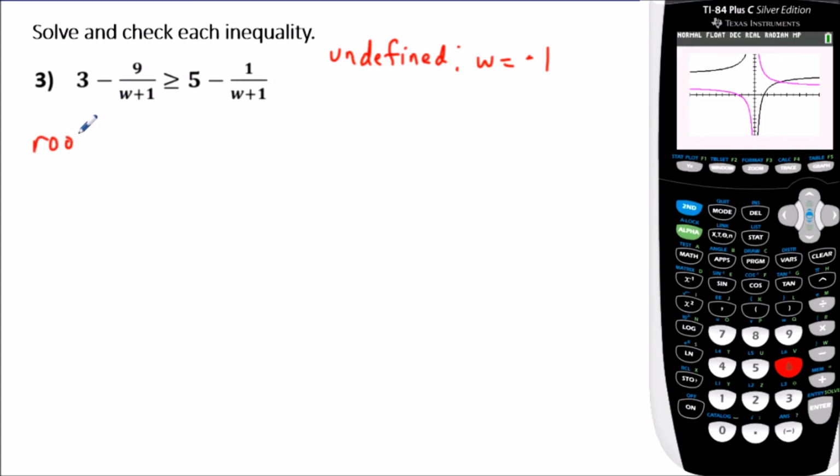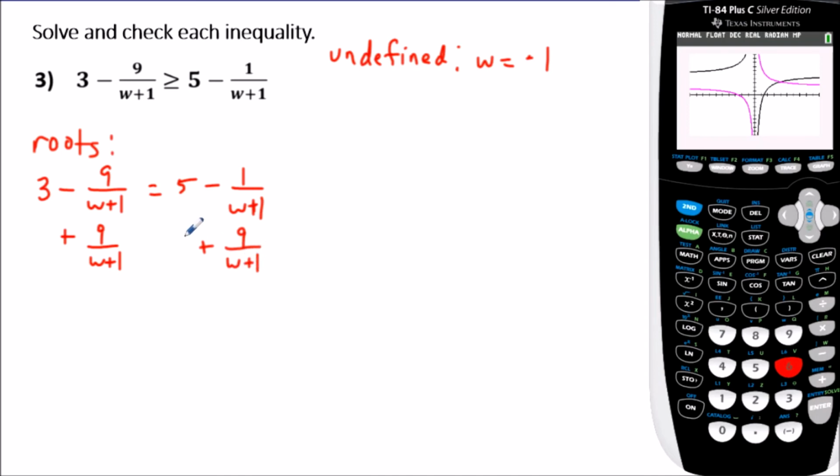And then the roots we could find by setting up the equation 3 minus 9 over w plus 1 is equal to 5 minus 1 over w plus 1. Since these rational expressions have equal denominators, we'll just go ahead and add 9 over w plus 1 to both sides. Sorry if I said the wrong variable before. It's changing up the variables just to make the questions a little bit different.